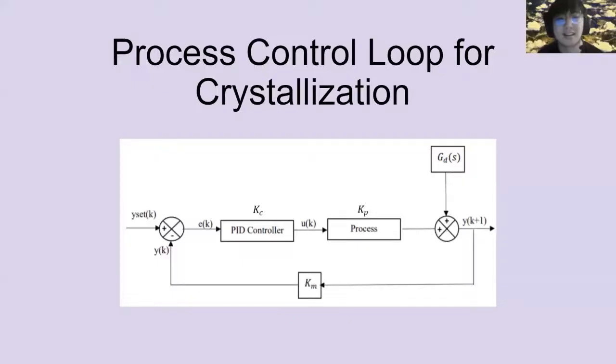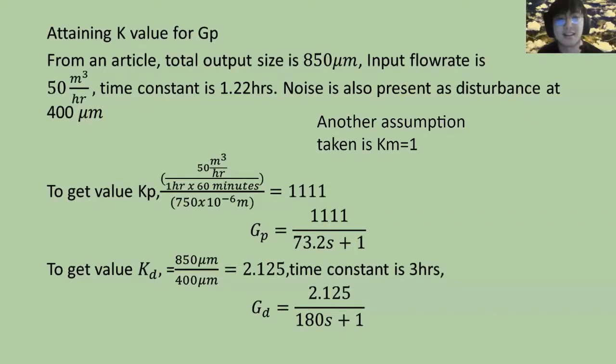Here is the exact process in the crystallization process. Here is a closed loop, and as you can see, we have the PID controller going through the process controller until it reaches the end product, and you can see there's a disturbance input as well. Here are all the values attained from various articles, and as you can see, the assumption taken here is that Km is equal to 1.